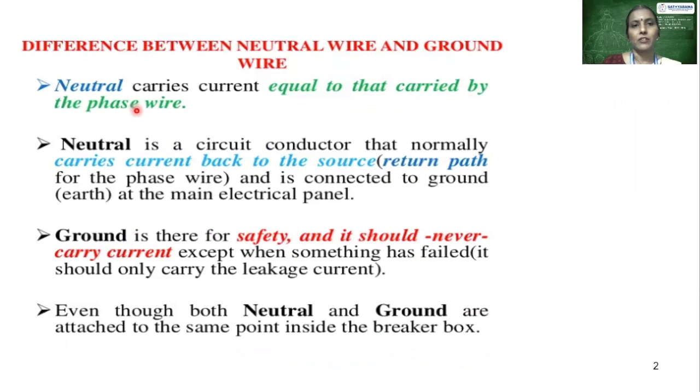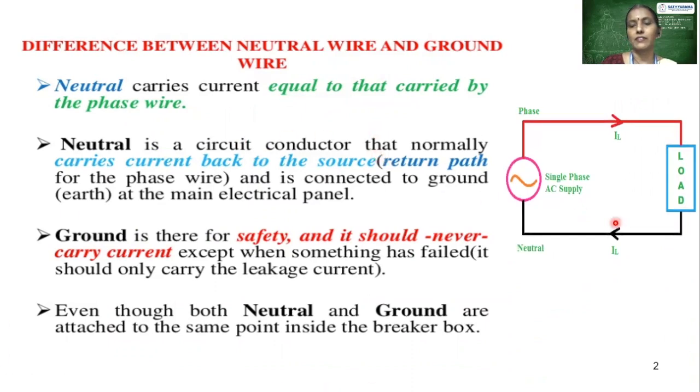The neutral wire always carries the current which is equal to the phase wire. So when you go with a single phase circuit, whatever current is carried by the phase, the same current is going to be carried by the neutral also. Say, for example, the current carried by the phase wire is 5 ampere. This 5 ampere flows to the load, and the same 5 ampere will flow through the neutral wire. So I can say that neutral is always going to carry the current.